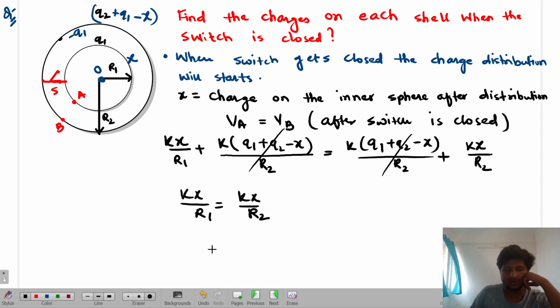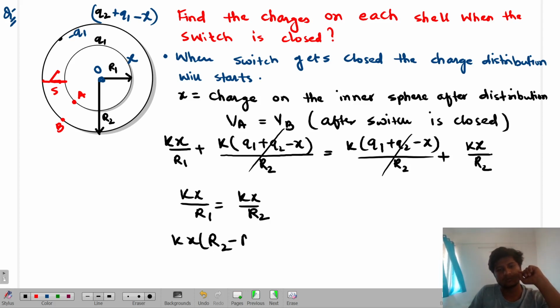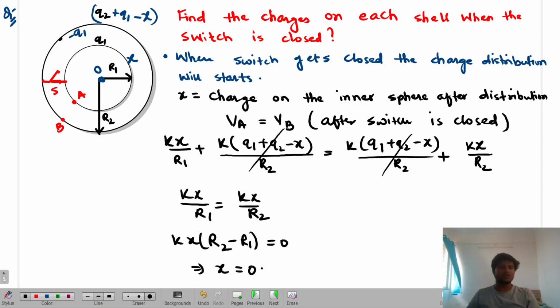So that means what? Now what will you say? So can I just write it as kx (r2 minus r1) equal to 0 or not? So this implies x is equal to how much? 0. Matlab, after redistribution, when you close the switch, the net charge on the inner surface becomes equal to how much? 0. This one is 0, and the outer is just q2 plus q1 whole.